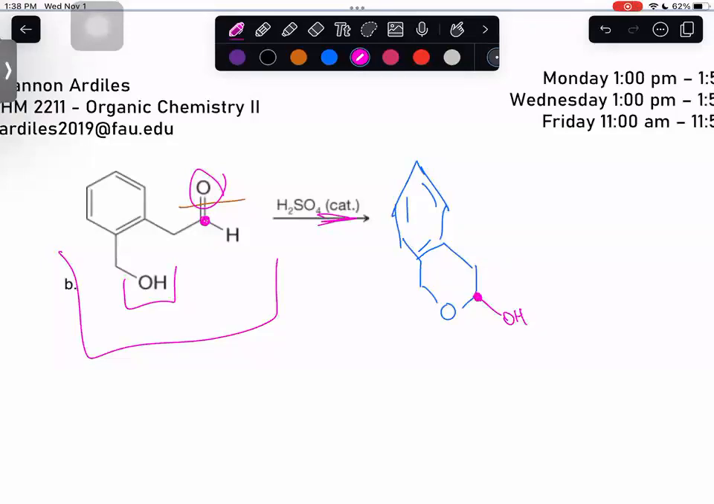So just by looking at the initial molecule, you're protonating the carbonyl, and then it rotates around a single bond, and then that protonated carbonyl.